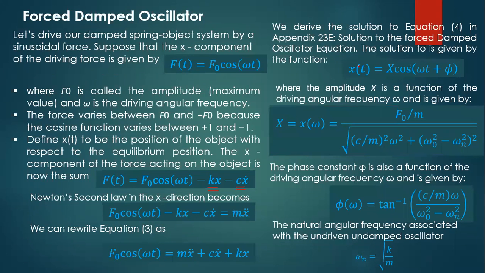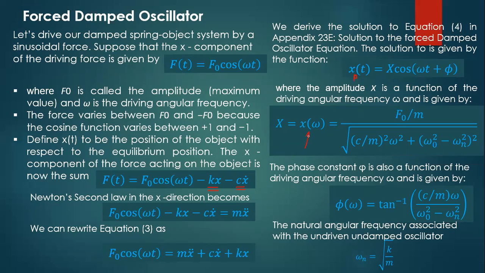Now let's assume the solution is given as a function x(t) = X cos(ωt + φ), where the amplitude X is a function of the driving angular frequency. This is the particular solution actually that we are talking about. So x particular, let's use the frequency domain.